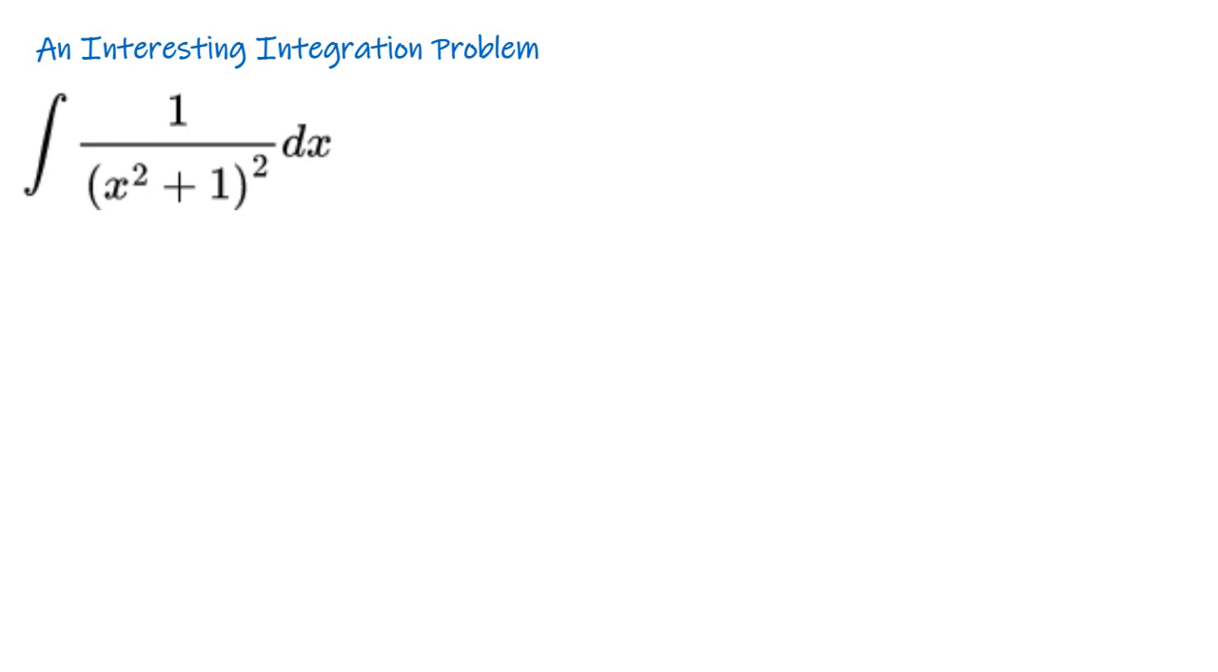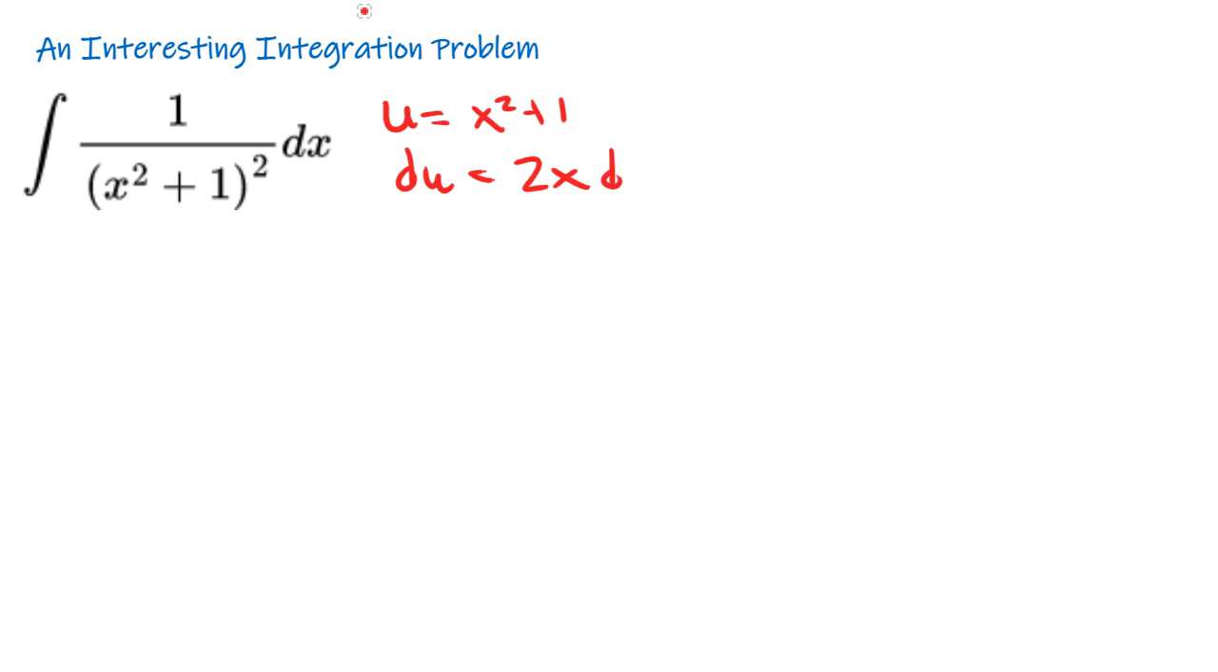Hello. In this video, I'm going to look at an integral which may require a bit of rewriting. Here we have the integral of 1 over (x squared plus 1) squared. Notice that if we were to choose, just for the sake of looking at it, u equal to x squared plus 1, what is du?